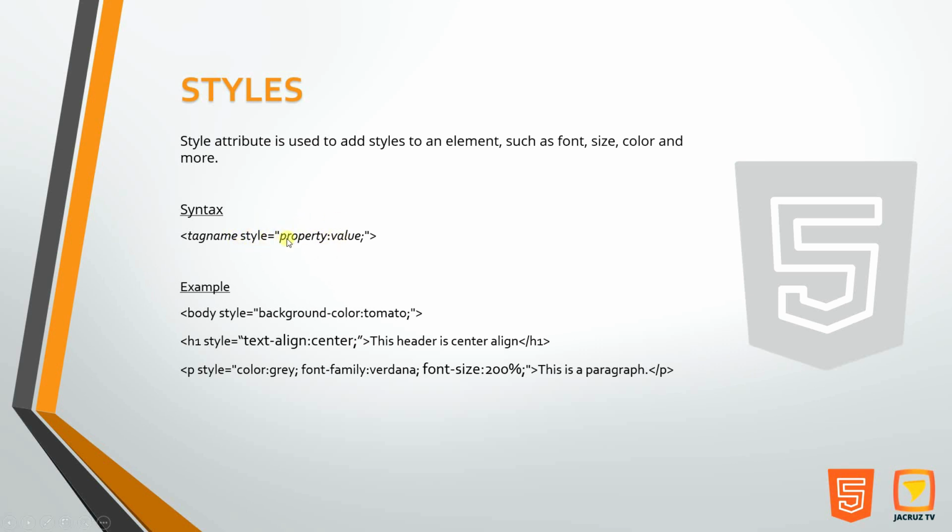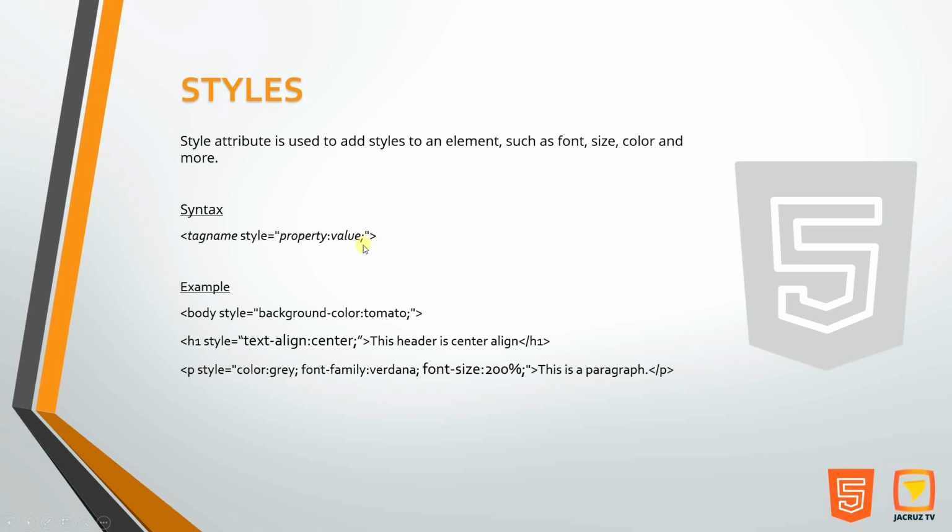For example, what is a property? One property is color. And then you need to use a colon and then the value. For example, black. You want to change the color of the font into black. So what property will you use? Color and then black, or red if you want to change. And then don't forget this semicolon.